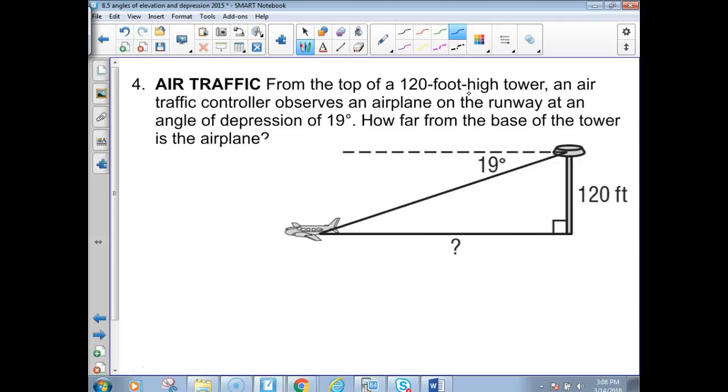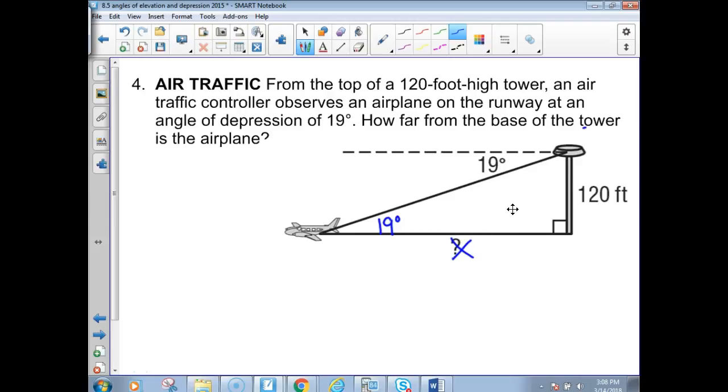From the top of 100, now air traffic controllers, these pilots and stuff, they all need to know trigonometry, especially if their instruments fail them. I can put the 19 down here in this diagram. From the top of a 120-foot tower, an air traffic controller observes an airplane on the runway at an angle of depression of 19. How far from the base of the tower is the airplane? So we want to know this.